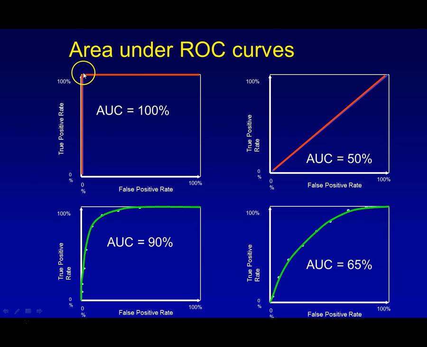We prefer an area under the curve of 100%. We don't like an area under the curve of 50%. And if we would like to compare tests, we take the test with the highest area under the curve, which is in this case this test instead of this test.